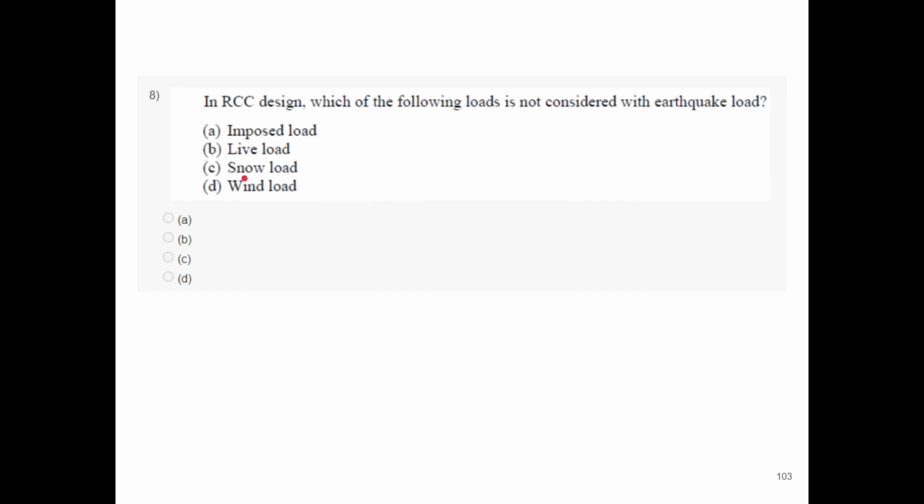We can also maybe use the snow load with earthquake load, but we don't use wind load. As per IS-456, we don't use wind load with earthquake load, because both occurring at the same time is very rare. Therefore, for economical section design, we don't use earthquake and wind load together. So wind load is not considered with earthquake load as per RCC design of IS-456. So D is the correct option.